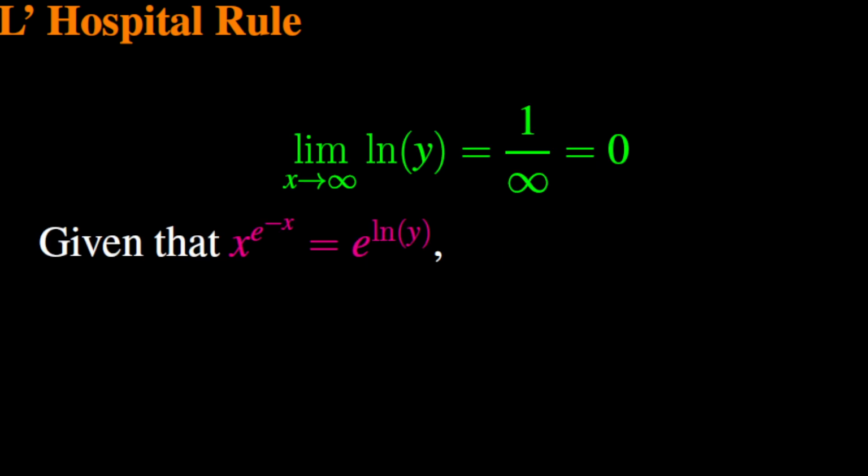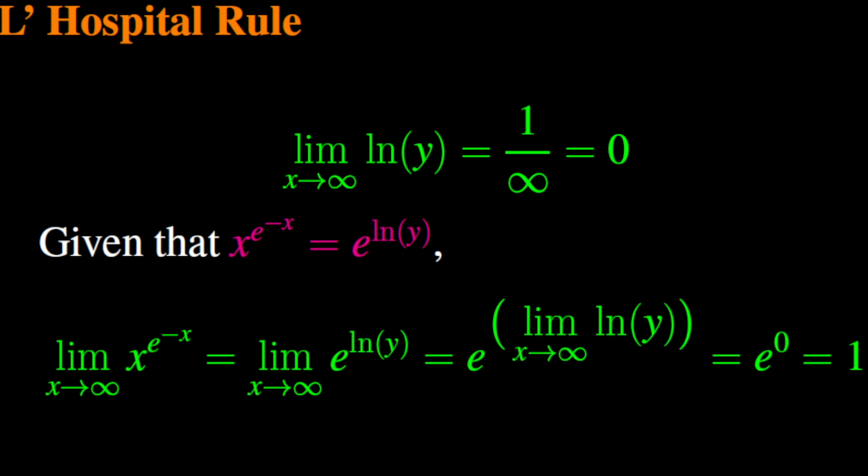In sum, the limit as x goes to infinity of log of y is 0. Recall that the original expression, x to the power of exponential of negative x, is equal to exponential of log of y. This is because log of y was defined early as log of the quantity, x to the power of exponential of negative x. Here we are using the inverse properties of e of x and log of x.